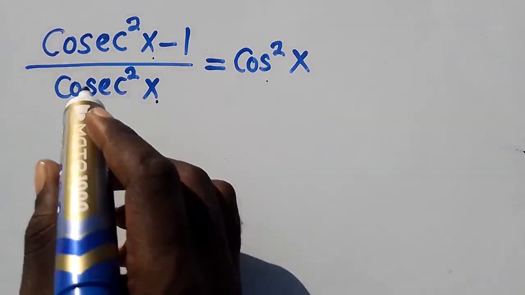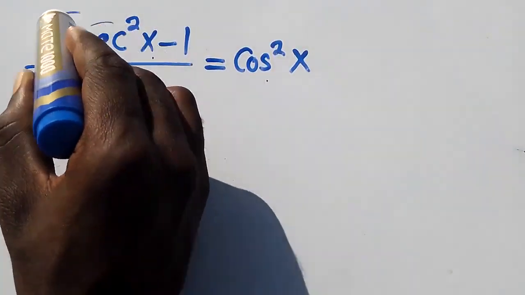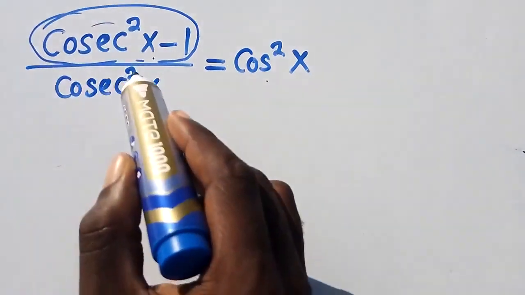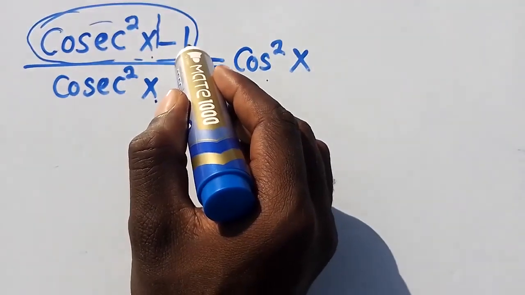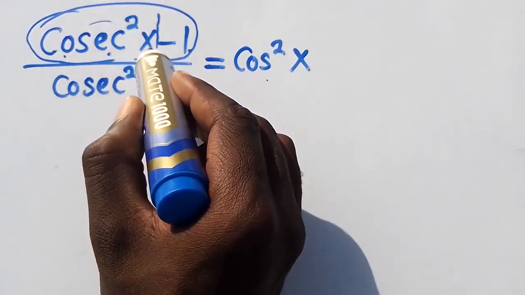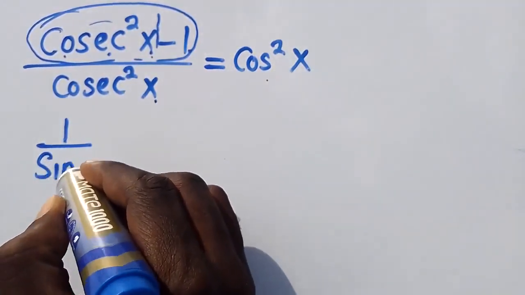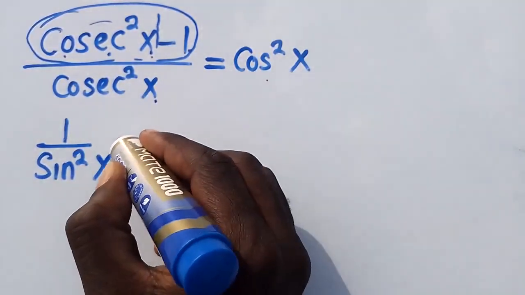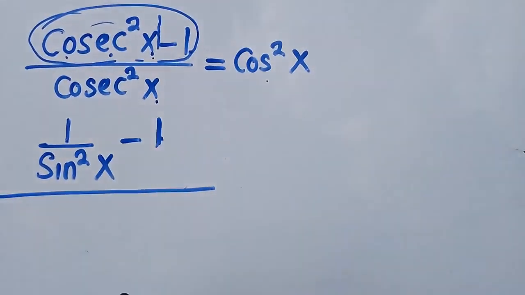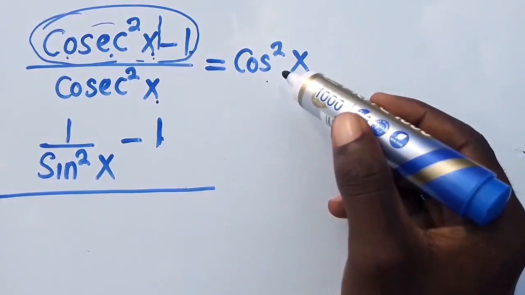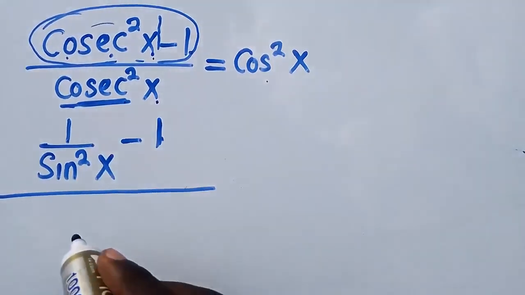When you look at the expression on top, when you consider this part, you forget about the minus there. Cosec squared x is 1 over sine squared x. Then you say minus 1, then over. You want to make sure that this part is exactly that other part. Now over, we've also got cosec there. So that is also what?